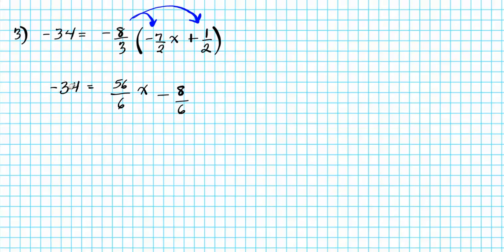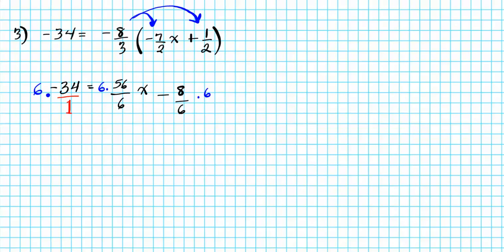Okay, so 34 has a denominator of 1, invisible denominator, and then this has 6 and then a 6. The LCD is 6. So what I'll do is multiply every single term by 6, basically both sides of the equation. So I'll multiply this by 6, multiply this by 6, multiply that by 6 also. All right, so let's go ahead and see what happens.